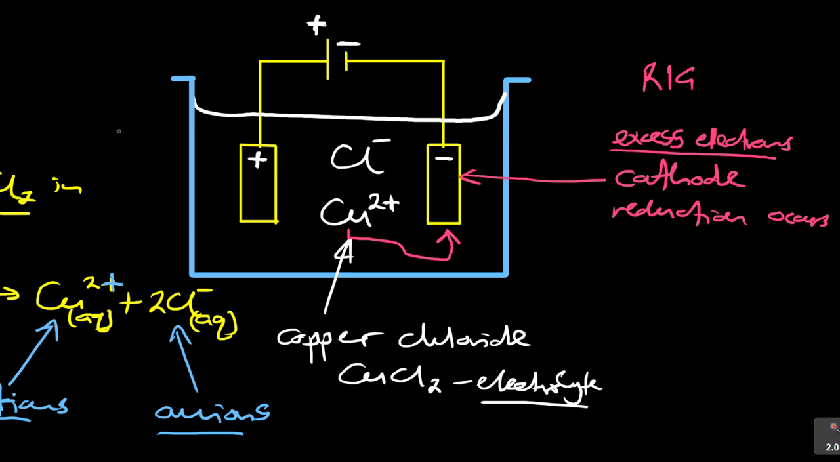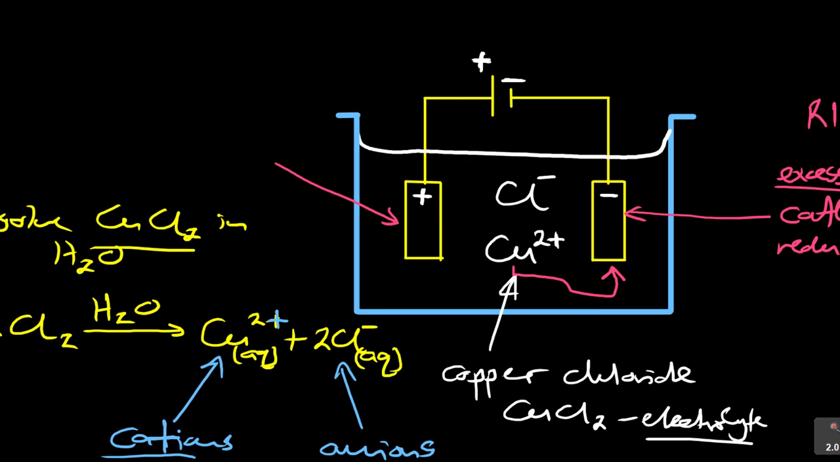Then we come back again to the positive one. On the positive one, what is going to happen? We are saying if RIG happens here, OIL is going to happen there, which is oxidation, the loss of electrons.